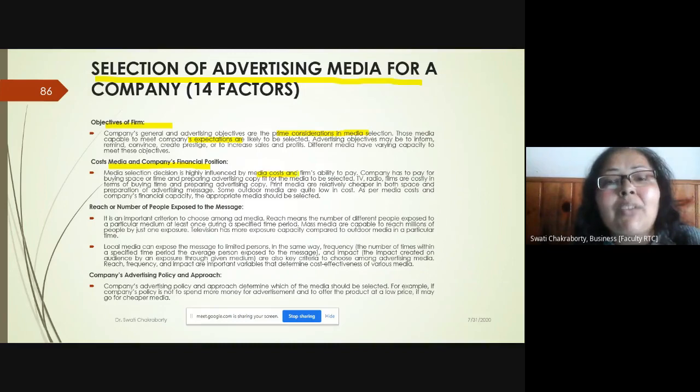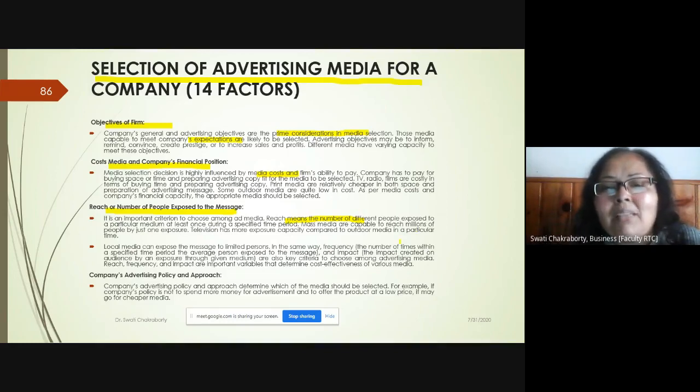Next comes the cost of the media and the company's financial position. How much would it cost, and whether the firm has the capacity to pay for it. Depending on that, TV and radio cost more, films are more costly, and print media is relatively cheaper. Then reach, or the number of people exposed to the message. It's important. How would you reach the different people in different parts of society, within the given span of time?